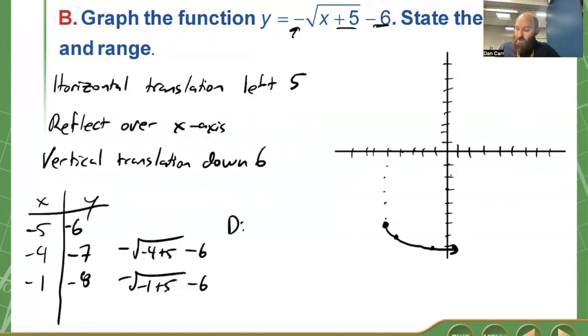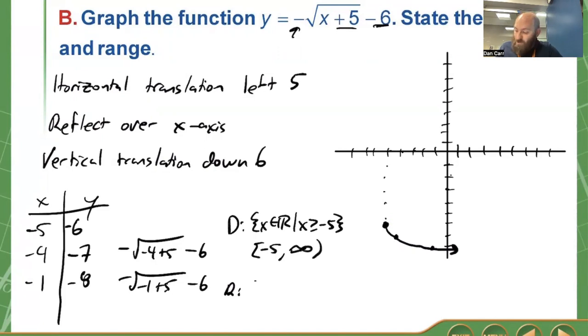Now domain and range. When you look at domain, left to right, as far left as it goes is -5. So that is going to be x is an element of the reals such that x is greater than or equal to -5. Interval notation, -5 with a bracket. It goes forever to the right, to infinity.